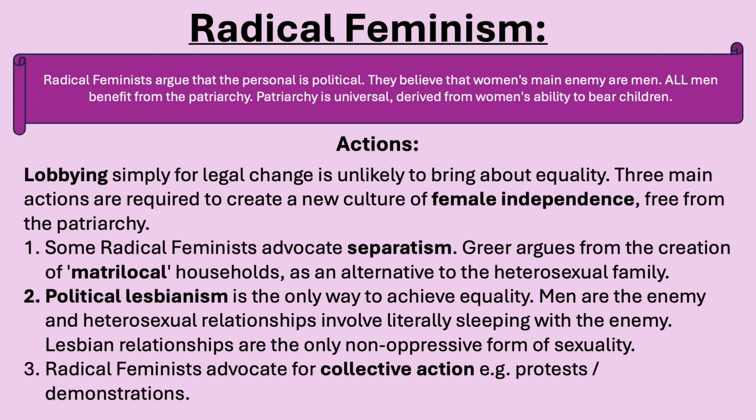Some radical feminists advocate for separatism. Greer argues for the creation of matrilocal households, so that's led by a woman, as an alternative to the heterosexual family. Political lesbianism is the only way to achieve equality. Men are the enemy, and heterosexual relationships involve literally sleeping with the enemy. Lesbian relationships are the only non-oppressive form of sexuality. And radical feminists advocate for collective action, such as protests and demonstrations.